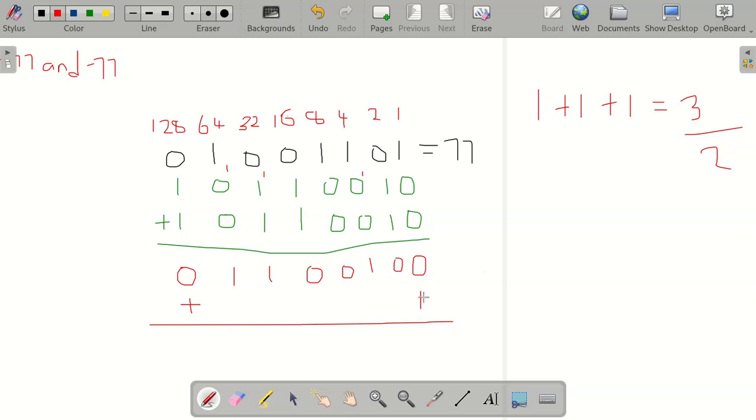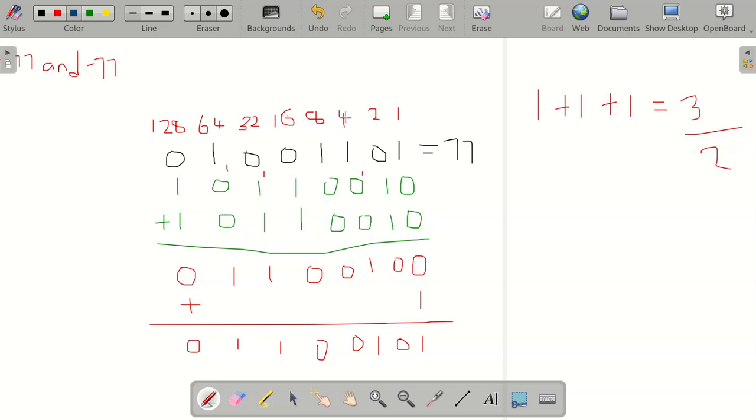So 0 plus 1, we have 1. Then the rest are just the same. So there we drag our 0, there 1, our 0, our 0, our 1, and the last three 0. Now we need to determine whether an overflow has occurred or not. So what I've said is, what's our bigger number?